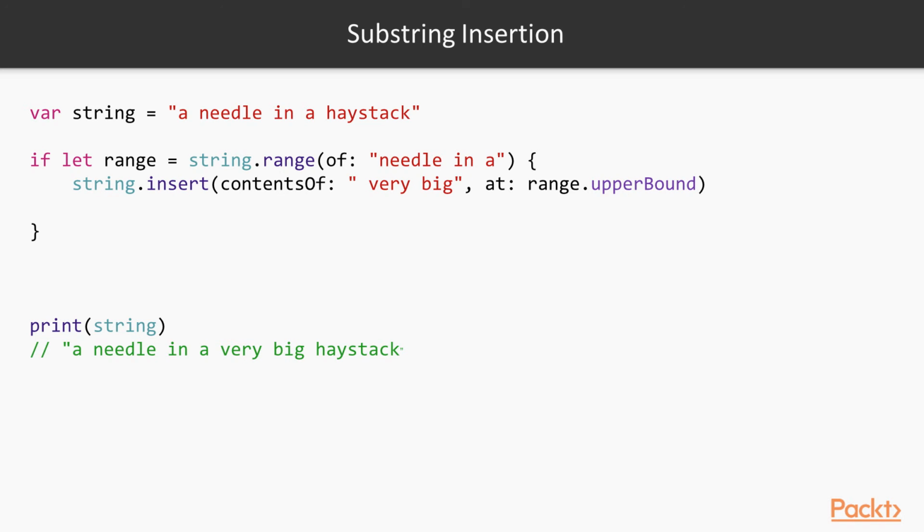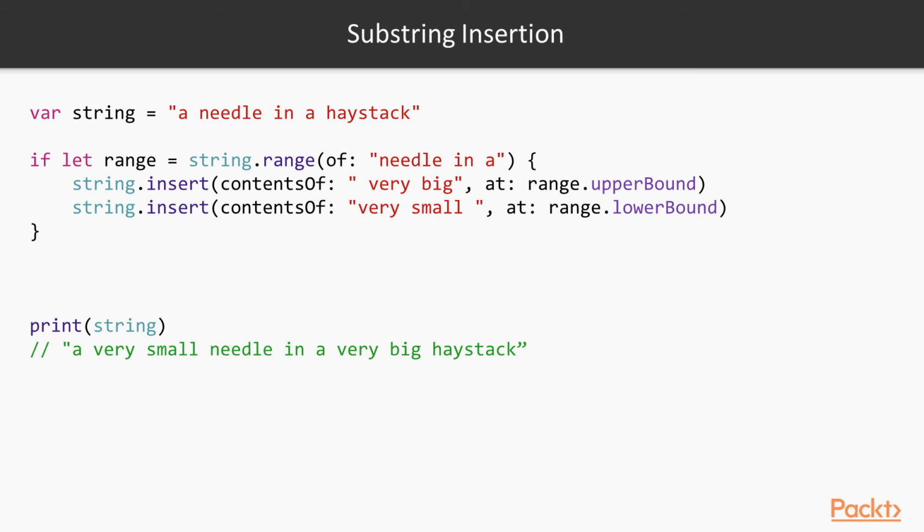We can't easily generate a range index ourselves, but instead we can use the range we generated from the search method. As you can see, this becomes a clear and readable method call. Insert contents of string at range. Since we're using the upper bound, we will insert after the substring, creating the result, a needle in a very big haystack. Now let's do an insert using the lower bound, and the call is very similar.